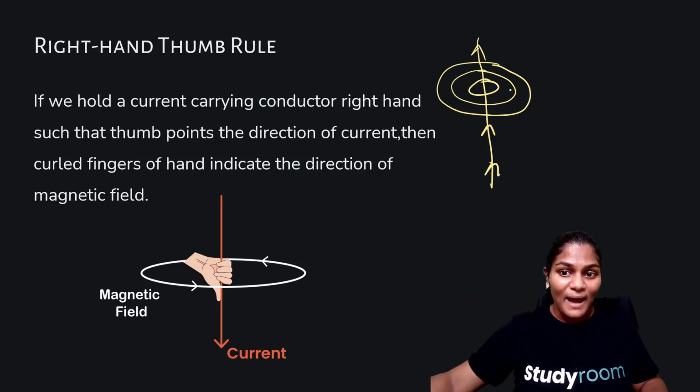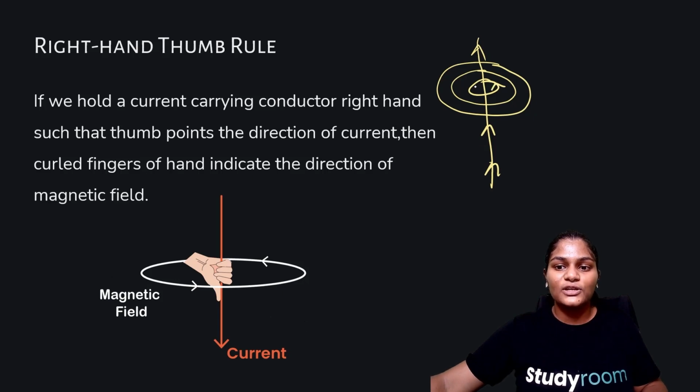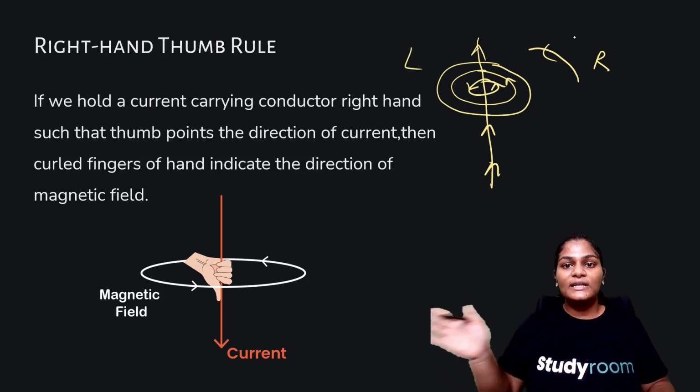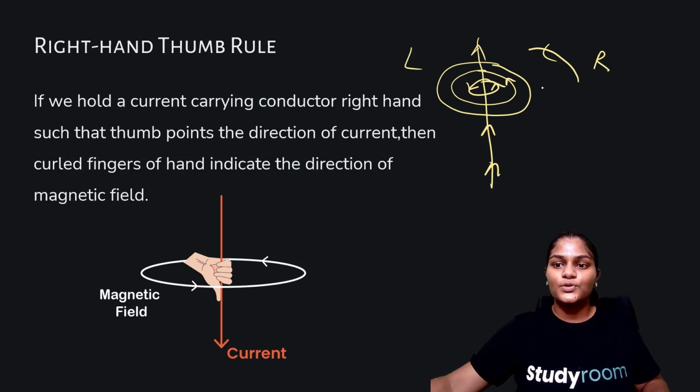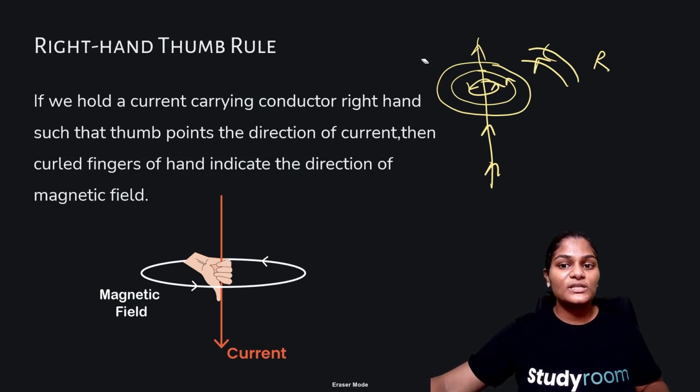So the magnetic field direction would be from right to left. Look at this direction. This is right, this is left, and our fingers are going from right to left, so it is in this direction. And it is not from left to right, because our finger is not curled in that direction. So now I can easily draw the direction of magnetic field.